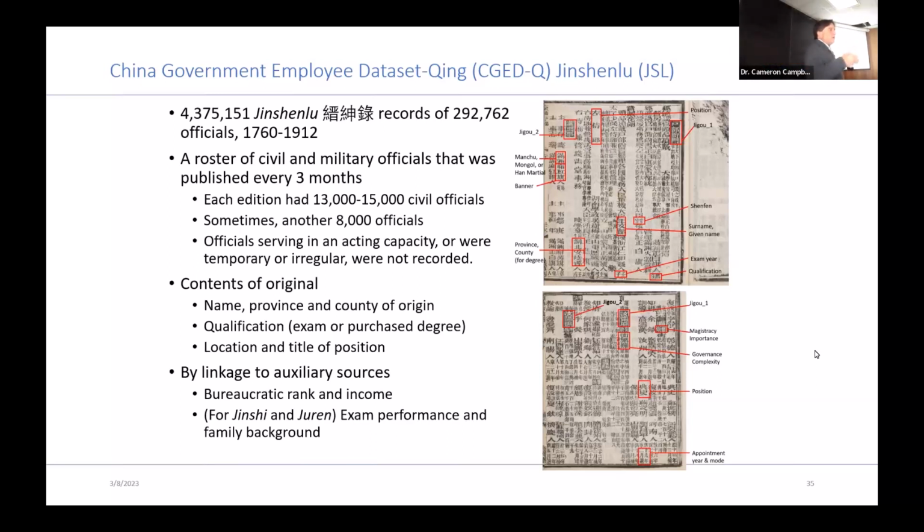It would be the equivalent of having a list of everyone with a GS grade in the federal government. It'd be like having the OPM, Office of Personnel Management data, etc. But anyway, every 3 months they updated this list of everyone all the way down to county level officials who had a formal affiliation with the state. That was about 13 to 15,000 people.